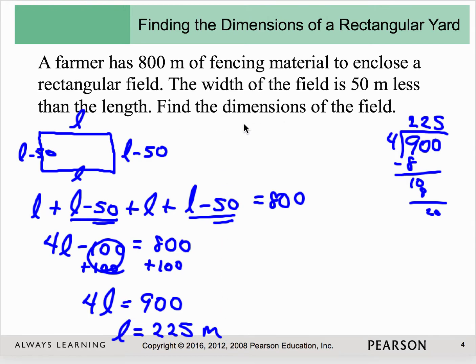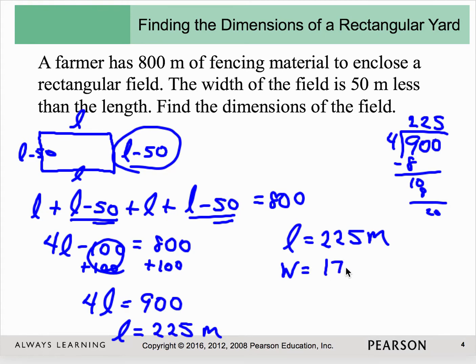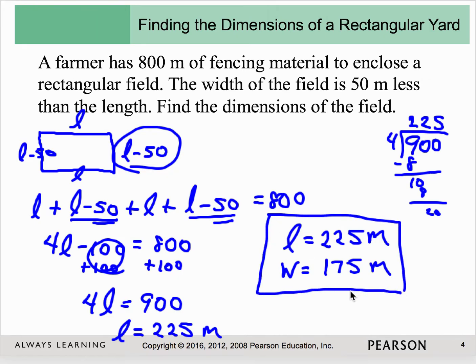Okay, but it says find the dimensions of the field. So I not only need the length, right, I'm going to rewrite it up here since we're running out of room, but I also need the width. And the width is simply the length minus 50. So if I subtract 50 from 225, I get 175. So it's 225 by 175 meters is the region that he can enclose with the fencing that he has, if he wants it to be rectangular.